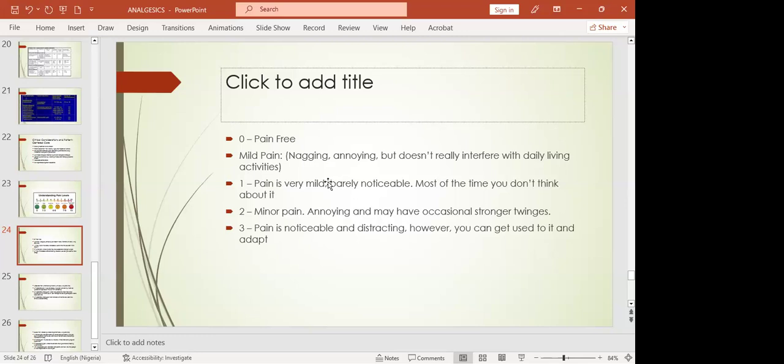So number 1 will be that the pain is very mild, it's barely noticeable. Most of the time, I'm not really thinking about it. I just know once in a while it comes. So that would be, what would I use as an example of that now? Example of mild pain, just think about it. Maybe I'll get an example for a subsequent one.